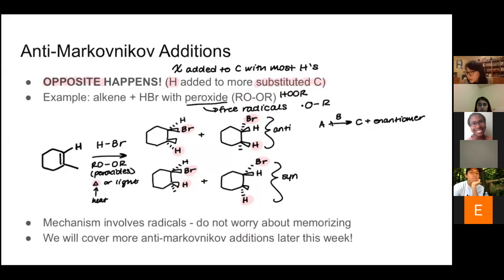It'll make more sense when you actually learn free radical and other anti-Markovnikov additions in the actual course, but free radicals are kind of scary to talk about because those are a very long synthesis, so we're not going to talk about them for now. Does that sort of help? Yeah, that helps. Thank you. That's a good question. And we will also be covering more anti-Markovnikov additions later this week, so if it's a little bit confusing, don't worry, you have a ton of time.